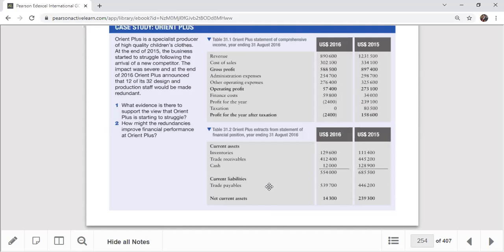And also they have made some kind of redundancies during the year. You can see the evidence because the administration cost goes down. That's good evidence. The salaries might be deducted as a result of that. So redundancy is also affecting that. So we'll see what the marking scheme says here.